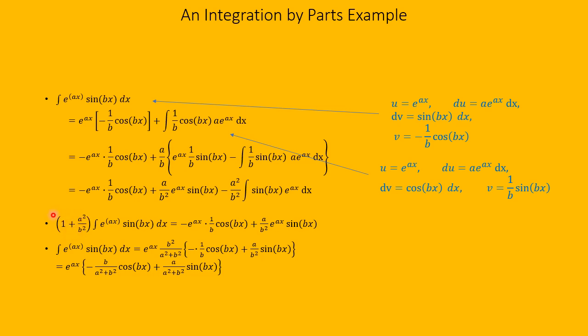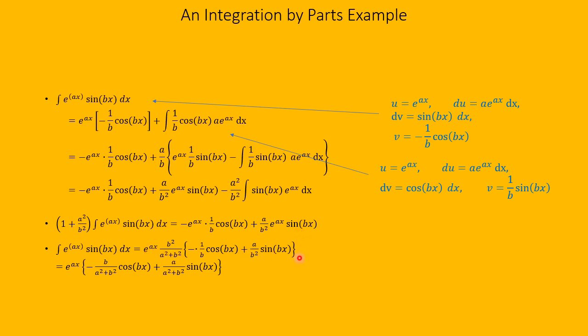So then, dividing both sides of this equation by this factor, on the left we get the integral that we're interested in, and on the other side we get e to the ax times the inverse of this, which is b squared divided by a squared plus b squared, and then we have minus 1 over b cosine bx, which is right here, plus a over b squared sine bx here.